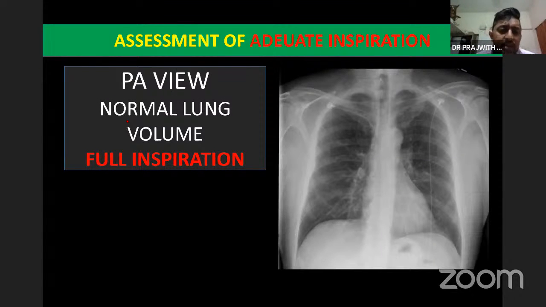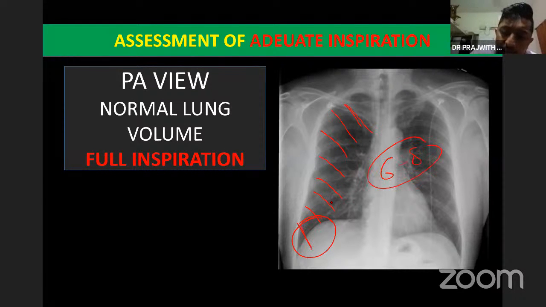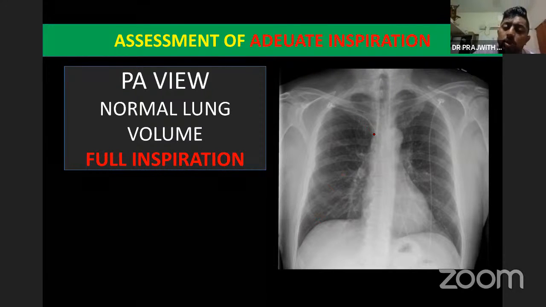Eventually, the second thing that we have to see is whether it is a full inspiration or not. Very simple to see. We know that these are the anterior ribs. So we have first, second, third, fourth, fifth, sixth, seventh, eighth. If you see the eighth rib cutting the diaphragm, or we say 6 to 8 anterior ribs cutting the diaphragm, it's okay. It can be even 6 ribs also, no problem. If they are cutting the diaphragm, then it is called good inspiration.